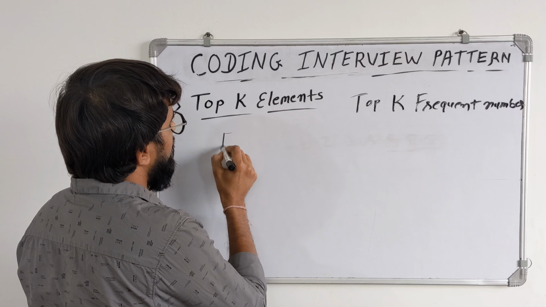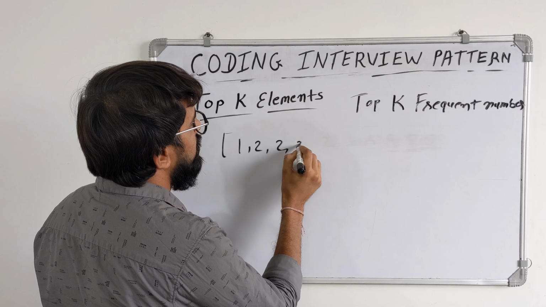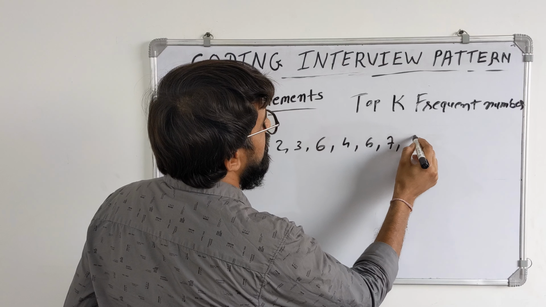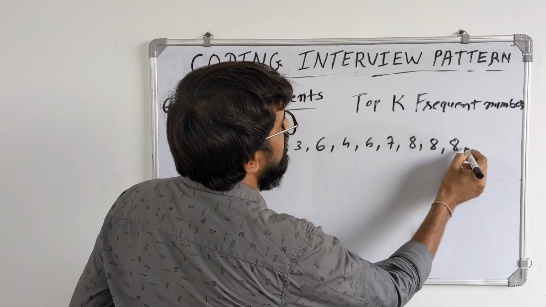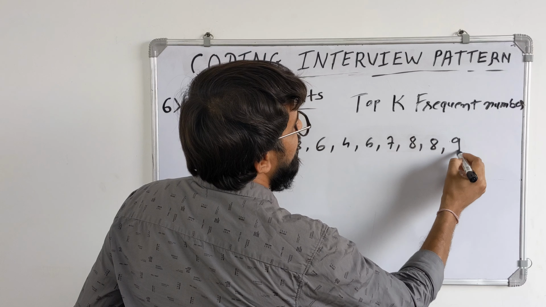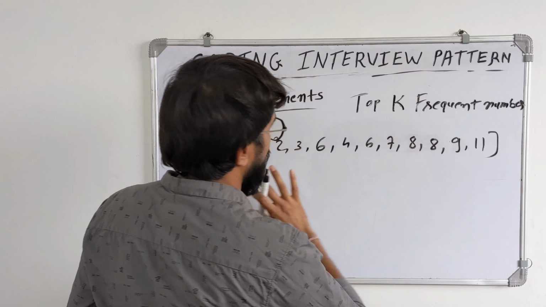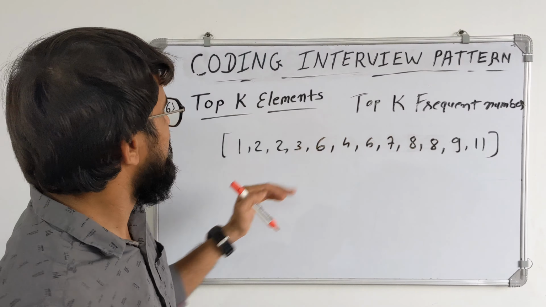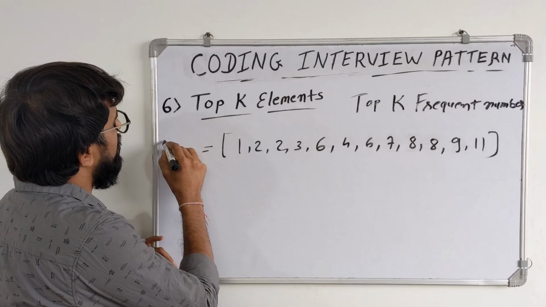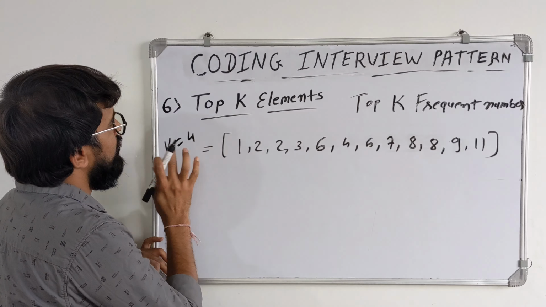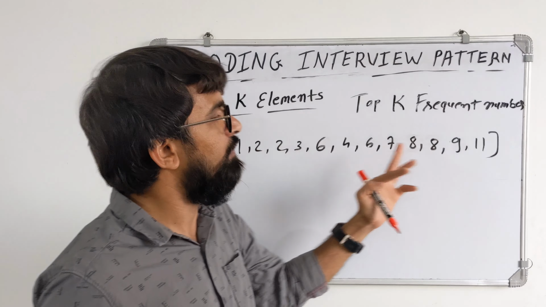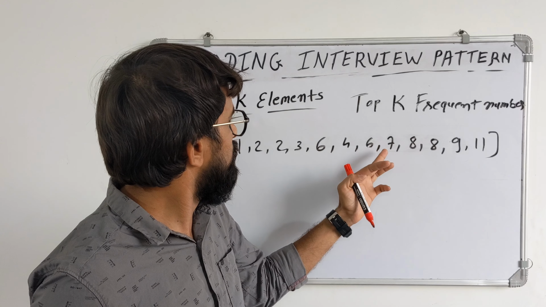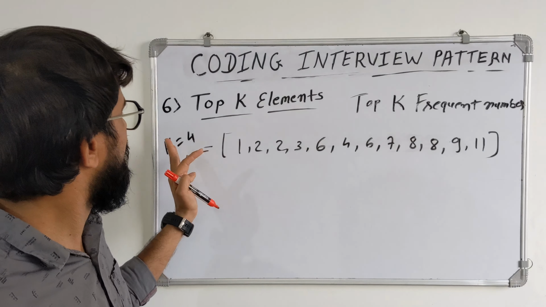So let's say we take some array: 1, 2, 2, 3. Oh, it's not sorted, it's just anything. 4, 6, 7, 8, 8, 8. Oh, maybe not. It doesn't matter. I'm just taking random numbers, 11. Okay, I think it took lots of numbers. It's fine. It will take some time, but we'll solve it. So what do we need to find? This is our input, and we want to find the top k. Let's say we take k equal to 4. So we will take the top 4 most frequent numbers.